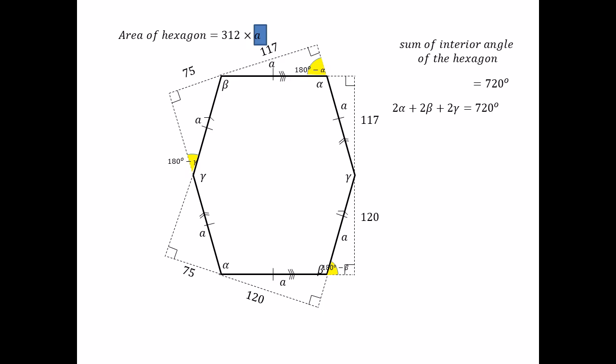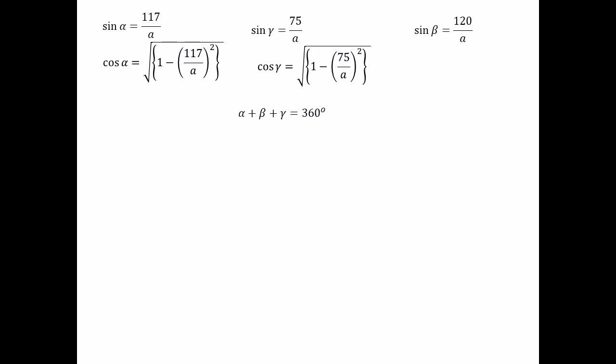So we get 2 alpha plus 2 beta plus 2 gamma is equal to 720 degrees. Now taking 2 common, we get alpha plus beta plus gamma is equal to 360 degrees. So we got alpha plus beta plus gamma is equal to 360 degrees. Now this alpha plus gamma is equal to 360 degrees minus beta.